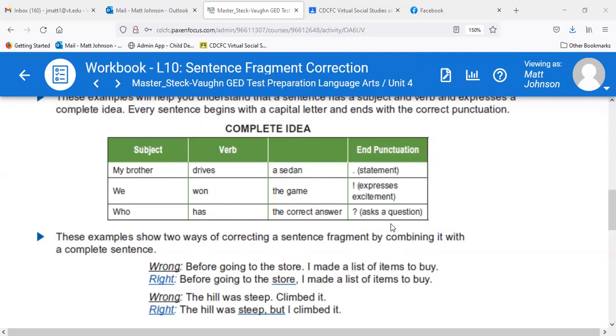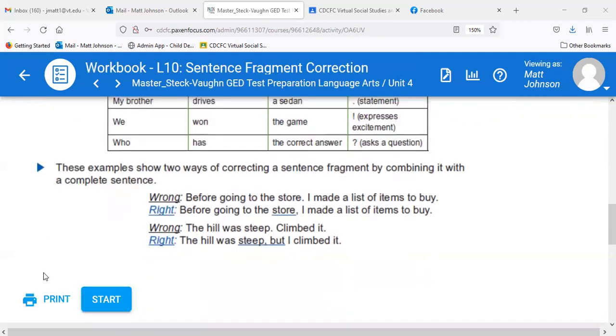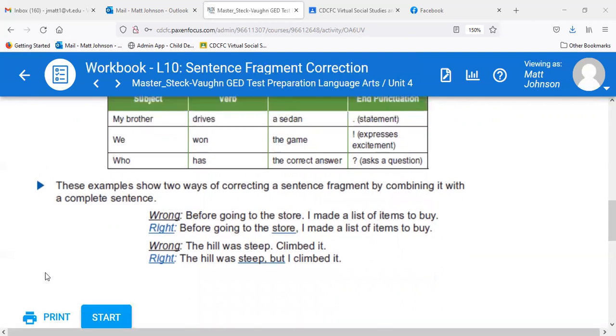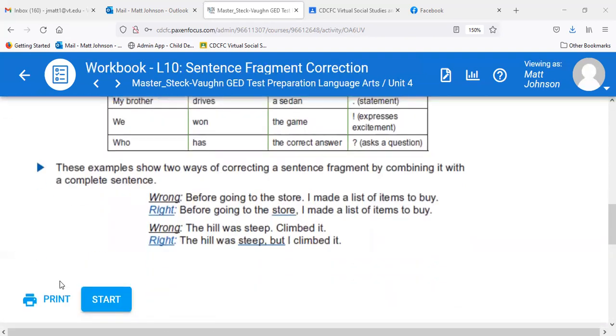Who has the correct answer? The question mark makes that a question statement. Who is the subject, has is the verb, and the correct answer completes the phrase. And then here, these examples show 2 ways of correcting a sentence fragment by combining it into a complete sentence, right? So we're making a complex sentence here.